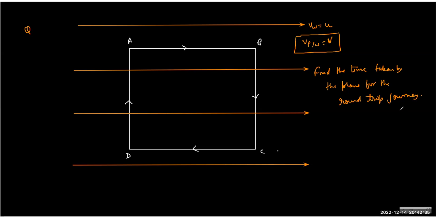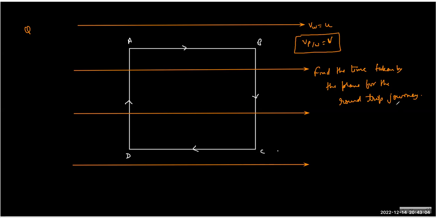Yes. So let me explain a bit. When you go from A to B, it's like a downstream problem. If you go from B to C, it's like a problem in which you're trying to move perpendicular to the flow of the river. C to D is called the upstream, and D to A is the same question as B to C. So if you know the river bend problem, you can solve this in one line. If you don't know, you can derive it.